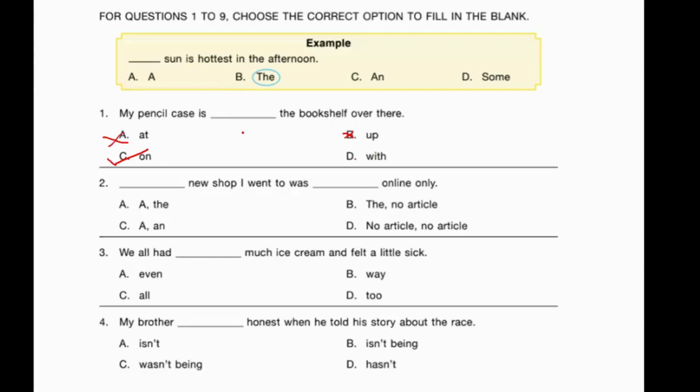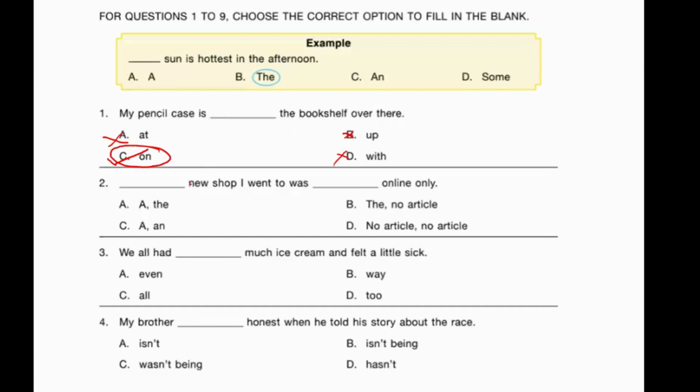My pencil case is dash the bookshelf over there with, but with is used to show the action being done by some other agent, but here it is not about the action being performed by any agent. So the correct preposition here we have to use is on. Okay, so this is our right answer. My pencil case is on the bookshelf over there.